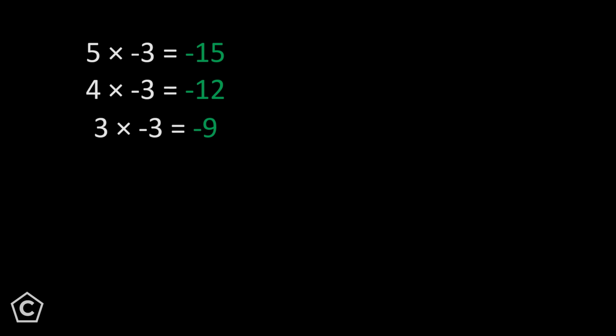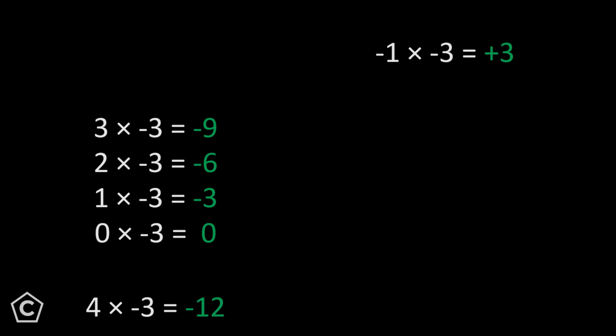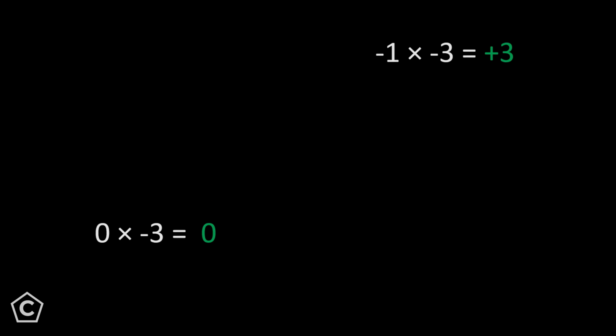Now, if we take -3 and multiply it with numbers, 5 times -3 is -15. 4 times -3 is -12. 3 times -3 is -9. 2 times -3 is -6. 1 times -3 is -3. And 0 times -3 is 0. Continuing the same pattern, the next step becomes -1 multiplied by -3, which gives +3. This happens because the pattern must remain consistent, and consistency forces the result to become positive.